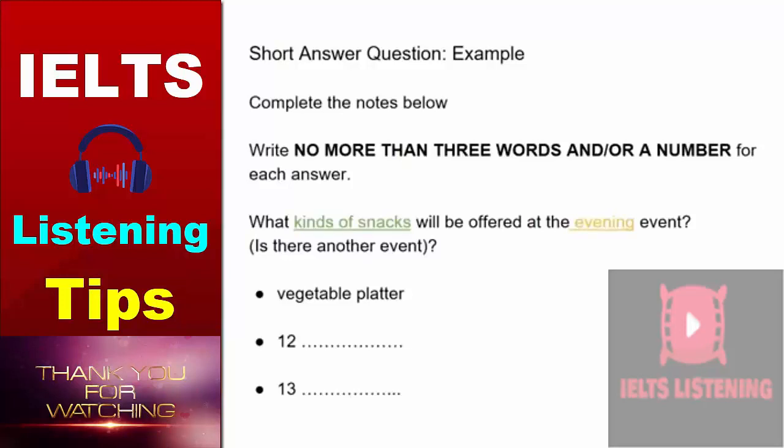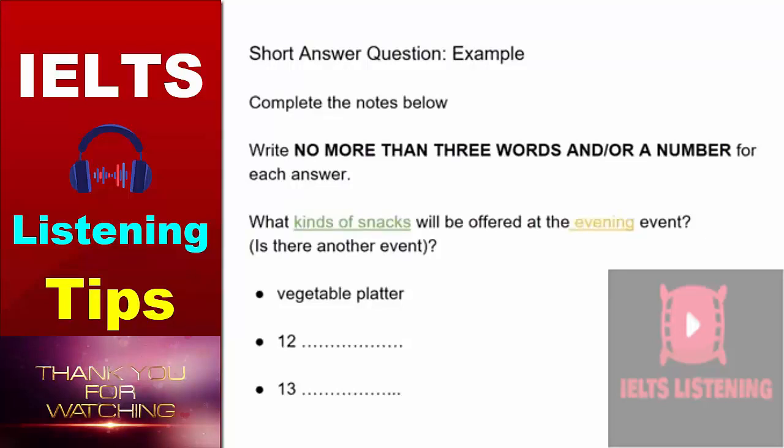So we know one of the things is vegetable platter, okay? We're supposed to listen for other types of snacks that will be offered. All right, so we know these are going to be foods. I would probably circle snacks there and maybe even write a note down below by questions 12 and 13. Maybe you write the word snacks down there to help you remember that that's what you're supposed to listen for. Okay, but then let's continue on in the sentence here.